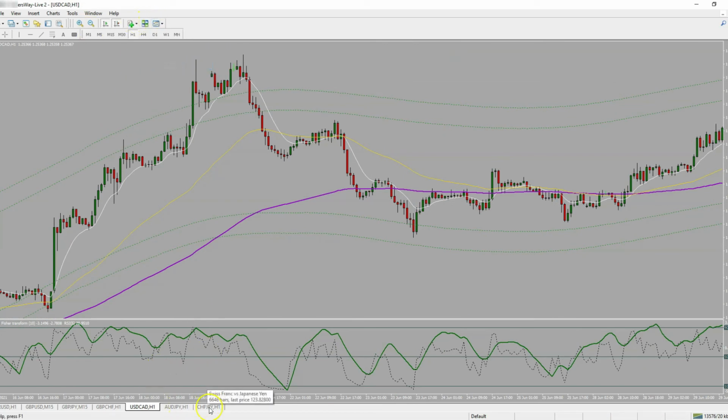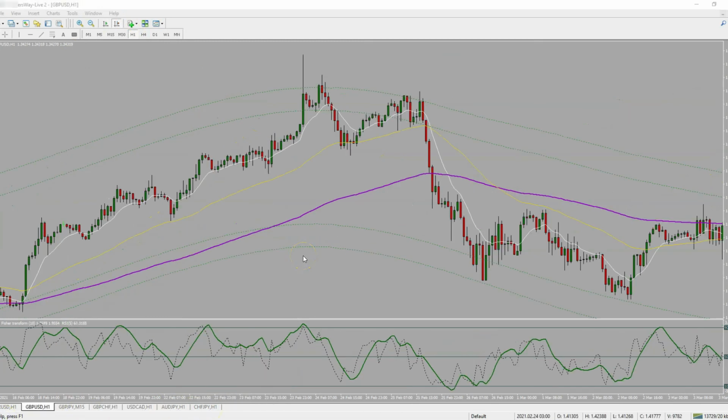Let me just find one more. I'm going to go to a different pair altogether. Okay, here's one that I found on GU. This is another head and shoulders situation. Shoulder number 1 is here, head, and then shoulder number 2 is here. So, of course, price is in the bands.